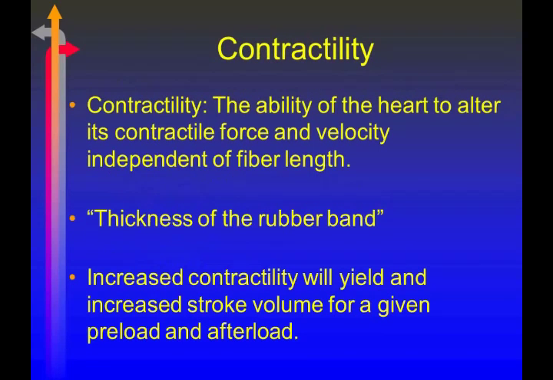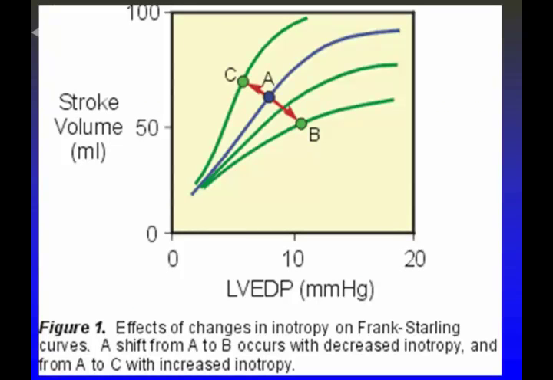And then finally, the third component of stroke volume is contractility. Basically, given a preload, how much oomph does that muscle have? You can think of it as the thickness of the rubber band. Higher contractility will yield a higher stroke volume for a given preload and afterload. It's kind of like lung compliance, same idea here. It's the compliance of the left ventricle.